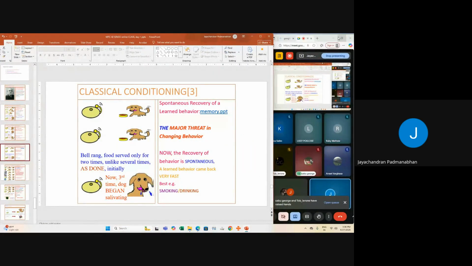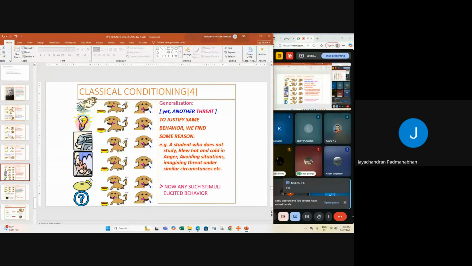Are you clear with this third slide? Okay, sir. Yes, clear, sir. That is a major threat in changing the behavior. So always, when nurturing, create good behaviors. It is applicable to you also.